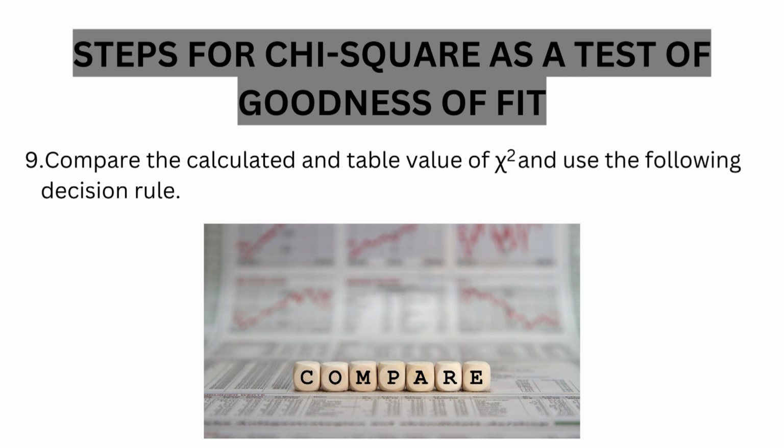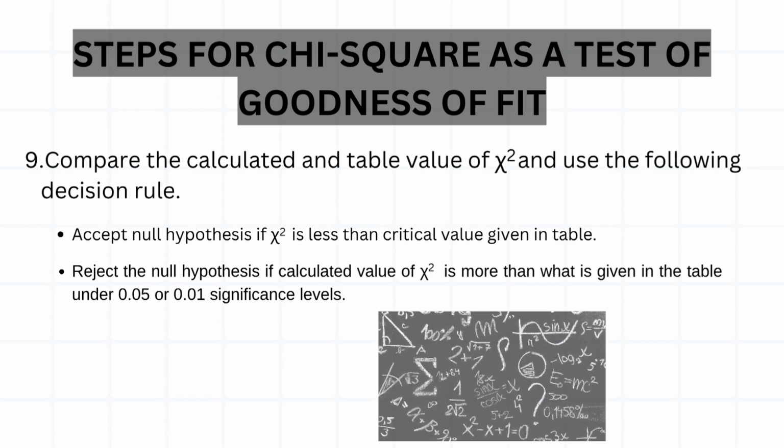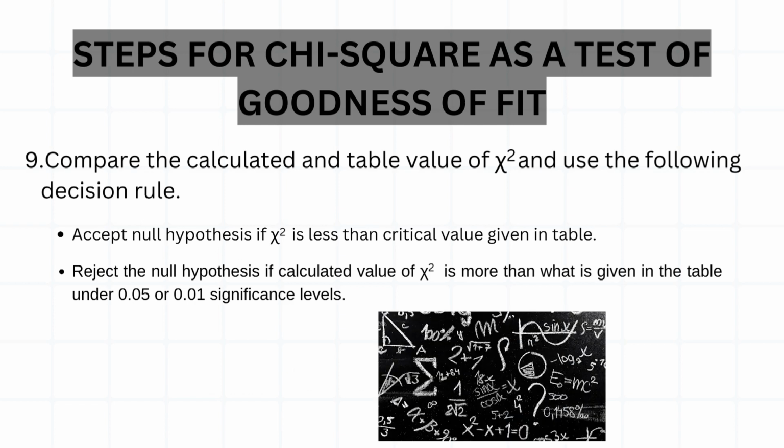The decision rules are: first, accept the null hypothesis if chi square is less than the critical value, that is usually given in stats books. And second rule is to reject the null hypothesis if the calculated value of chi square is more than what is given in the table value under 0.05 and 0.01 significance levels. These are the two significance levels we take in psychological researches.